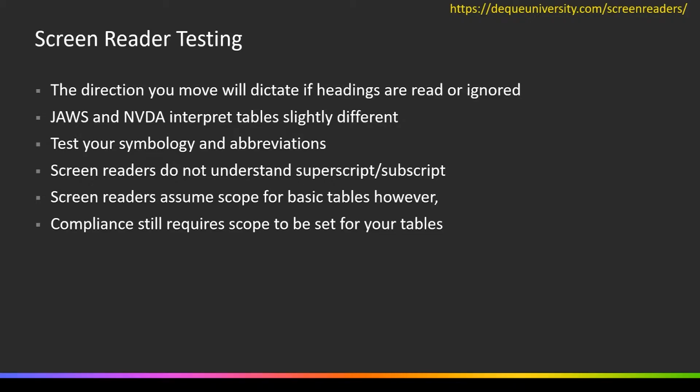There's a couple of key things you need to know. One, the direction you move will dictate if the headings are read or ignored. The direction you use the arrow keys for will announce the heading when you're moving left and right. But when you're moving up and down in a table, it's not going to announce what the heading is for that column. It's going to assume that you know you're still in that same column.